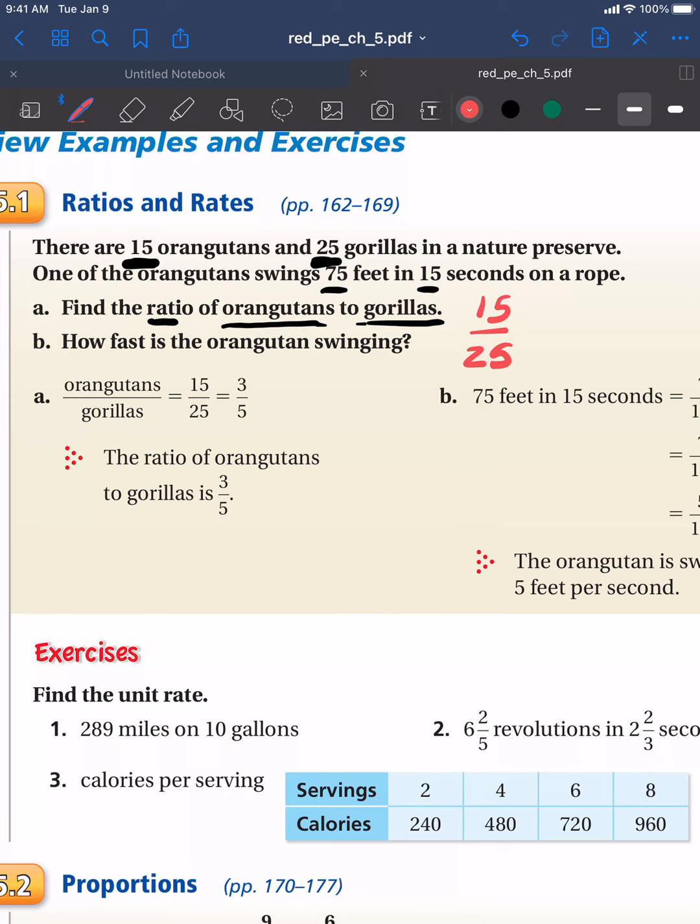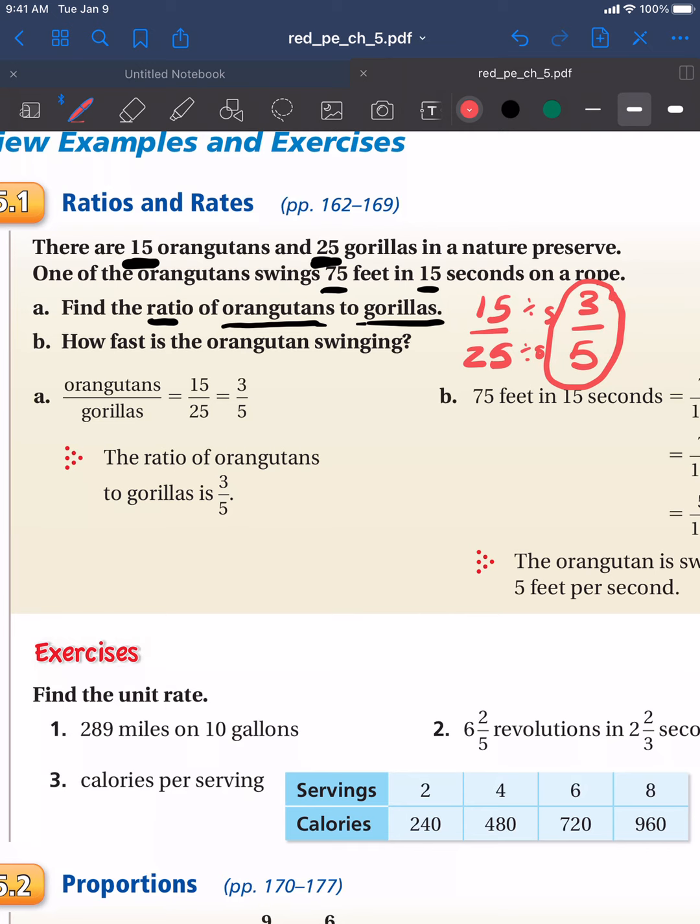Now, my question is, can I simplify that? Yes. On your quizzes, some of you got half wrong because you did not simplify. How do I simplify this? What is 15 divided by 5, everybody? 3. Ooh, that was everybody? I heard two voices, maybe three voices? 3. Okay, what's 25 divided by 5, everybody? 5. Can I reduce 3/5 anymore? No. So what is the ratio between orangutans and gorillas? 3 to 5. Very good.